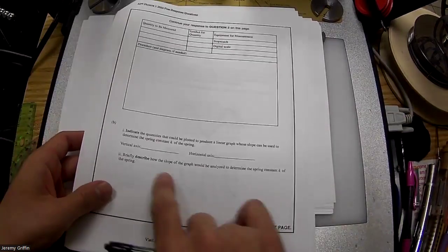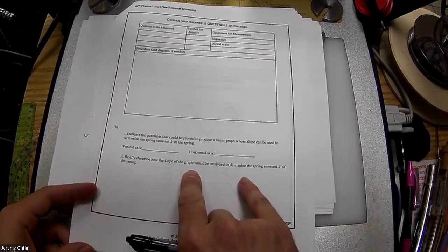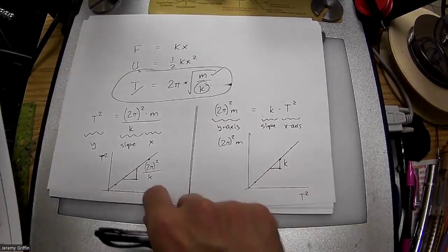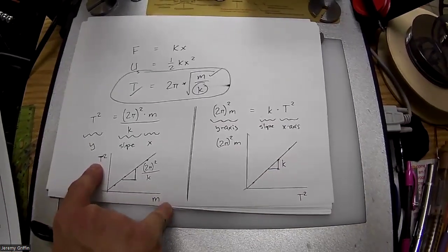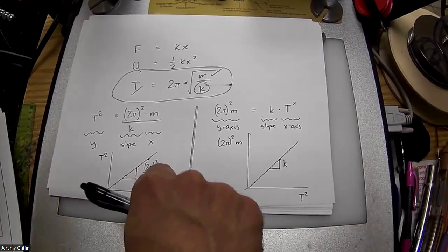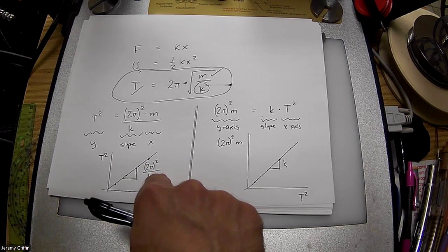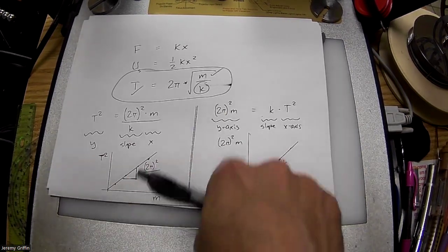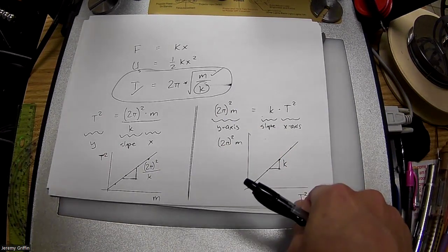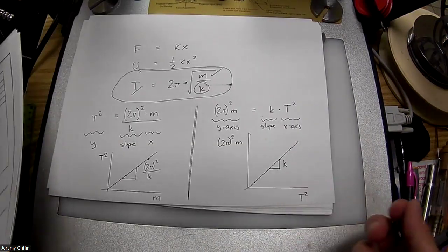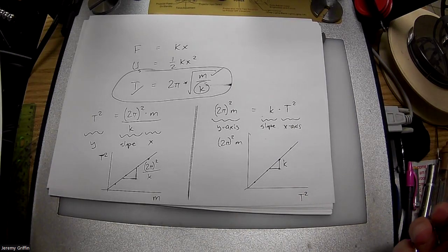All right. Briefly describe how the slope of the graph could be analyzed to determine the spring constant. Well, I kind of mentioned that too, right? So if you did T squared versus m, you take the slope and set that equal to (2π)² over k, and then do some math and solve for k. Or if you do (2π)² m versus T squared and take that slope, that just is the answer, right? And then you're done. You don't have to do anything else. Right, guys, good.